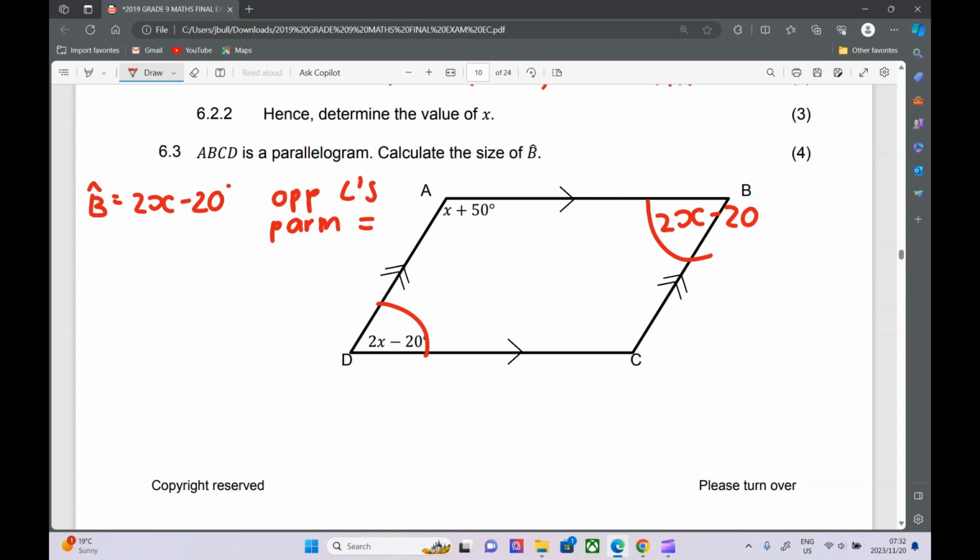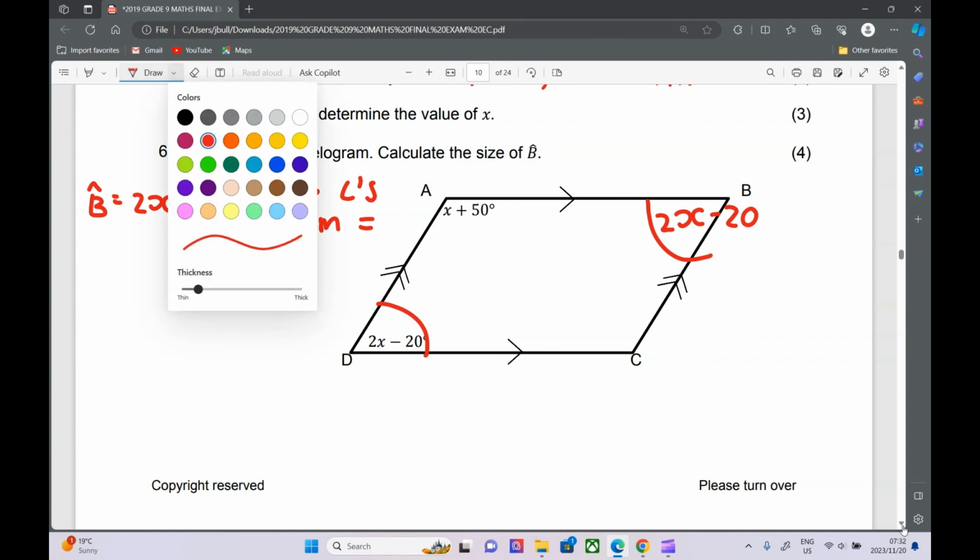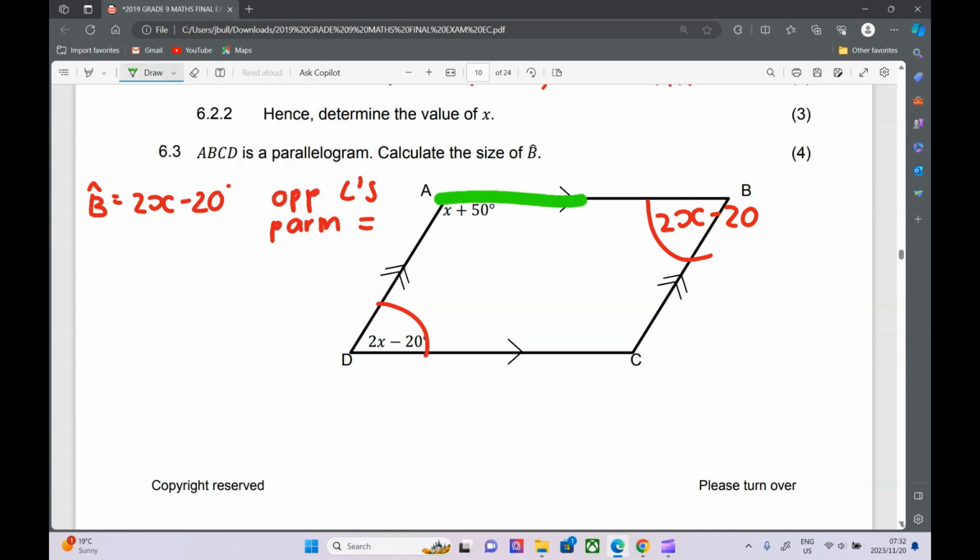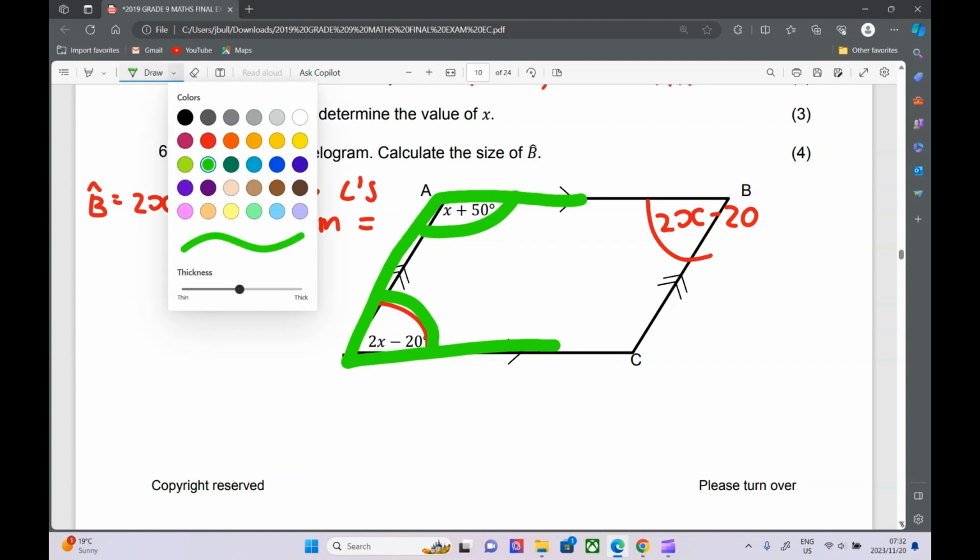What I would do is I'm going to work out the size of x. How I'm going to do that is I'm going to use co-interior angles, so the U shape. Because we know in a parallelogram we've got these parallel lines. So I know that this angle plus this angle gives me 180. So let's work that out first to get x.